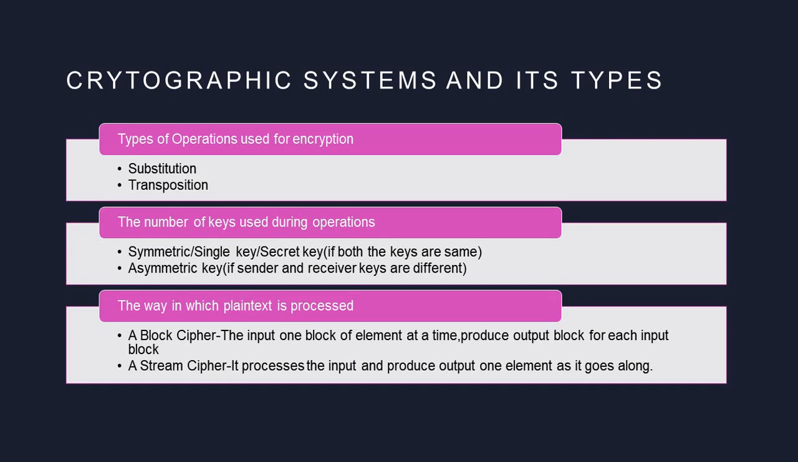So cryptography systems, and what are its types? There are basically two types. One is substitution and the other is transposition. So we shall see each one separately.